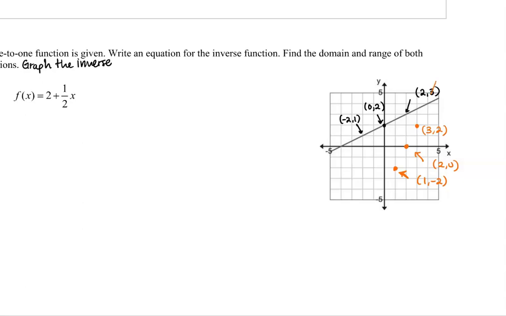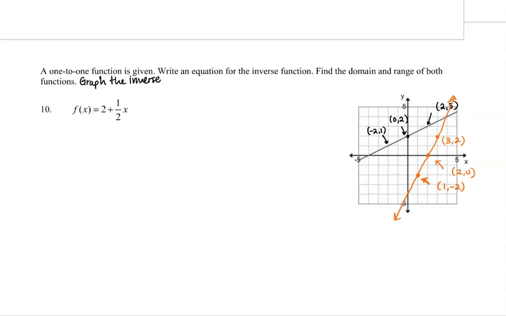So I'm expecting the graph of the inverse function to look something like this. And now let's go find that function. Step 1 tells us to start off and replace f of x with y.